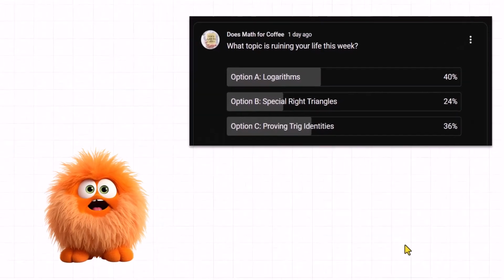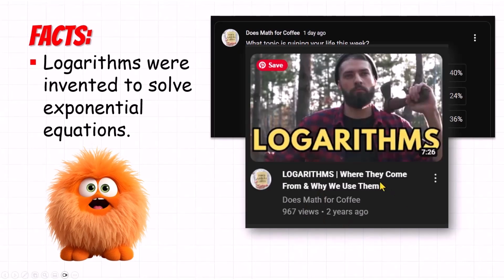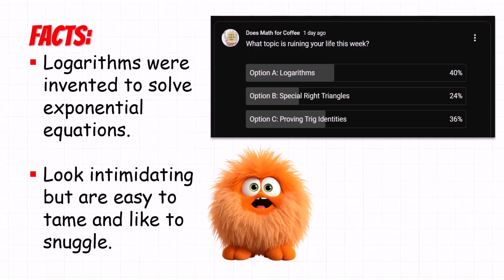So what are logarithms? Well, they were invented to solve exponential equations. A couple years ago, I made a video about it. I'll put a link in the description. The biggest takeaway about logarithms once people get into them is that they look intimidating, but they're actually pretty easy to tame, and they do like to snuggle.